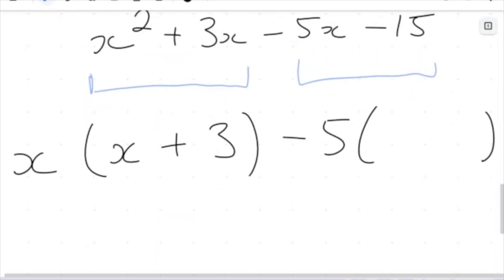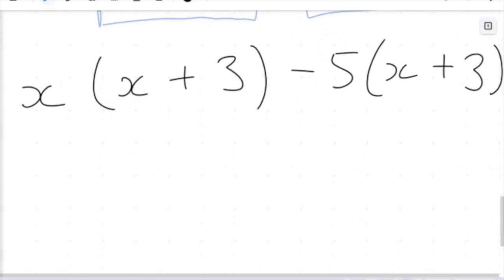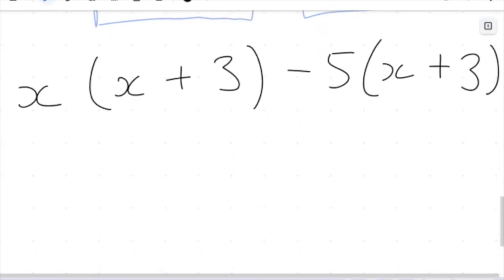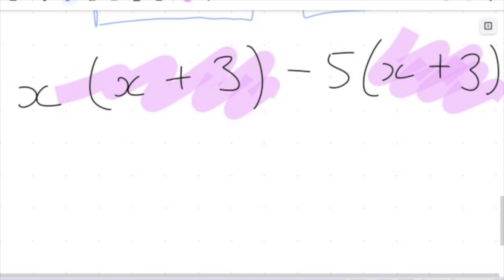So minus 5, what does it multiply by to give me minus 5x? Well, it multiplies by x. And what does negative 5 multiply to give me negative 15? Positive 3. Now that we get here, you can see that, well, once again, we have this binomial factor that goes into both parts of this expression.